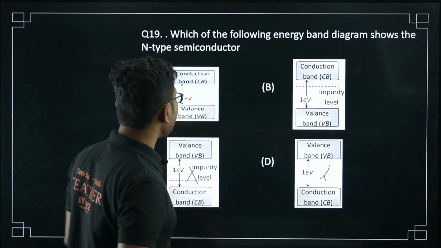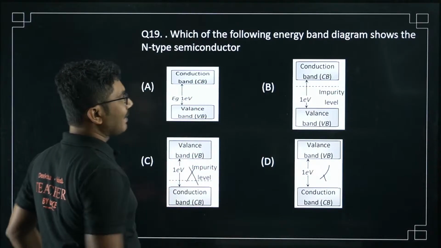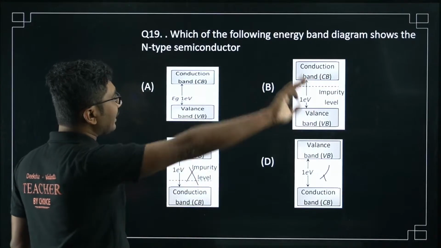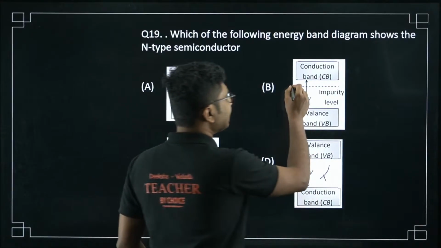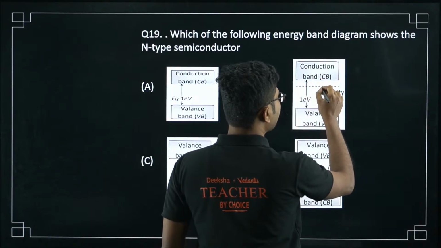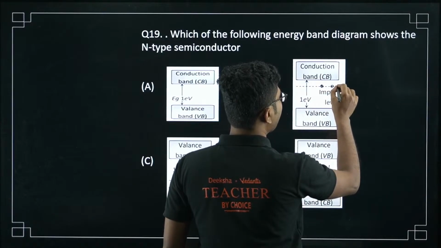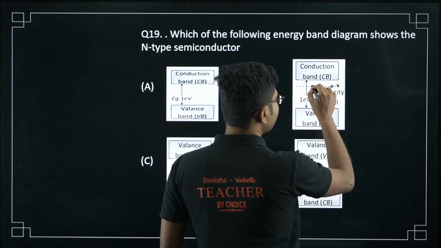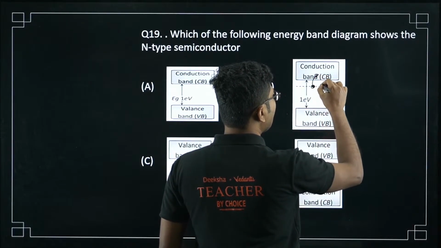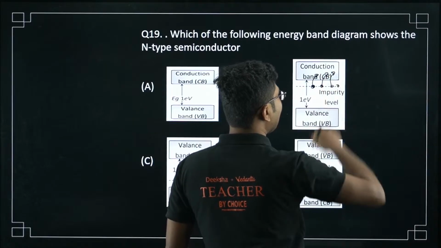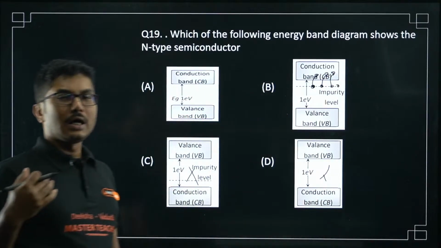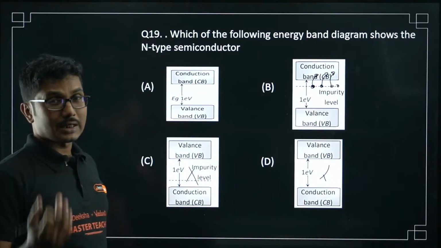Now in this case band gap is given, but there is no intermediate level. In this case there is an intermediate level closer to the conduction band, that is the supplier of our electrons. The electrons in this level can easily go to the conduction band, and then it can provide the electrons required for the conductivity.